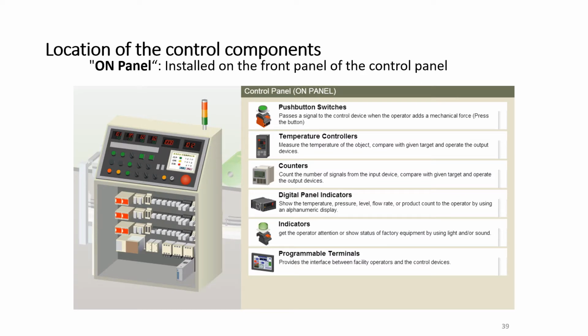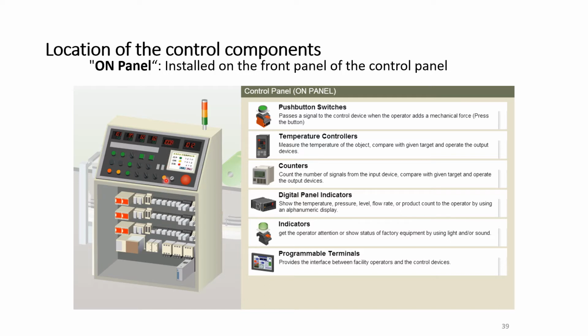Okay, so for this specific example of a food manufacturing or food processing line, we want to see what we have inside the on panel location here. So we have push button switches, which pass signals to the control device when the operator adds a mechanical force. So push buttons or switches are a type of input.